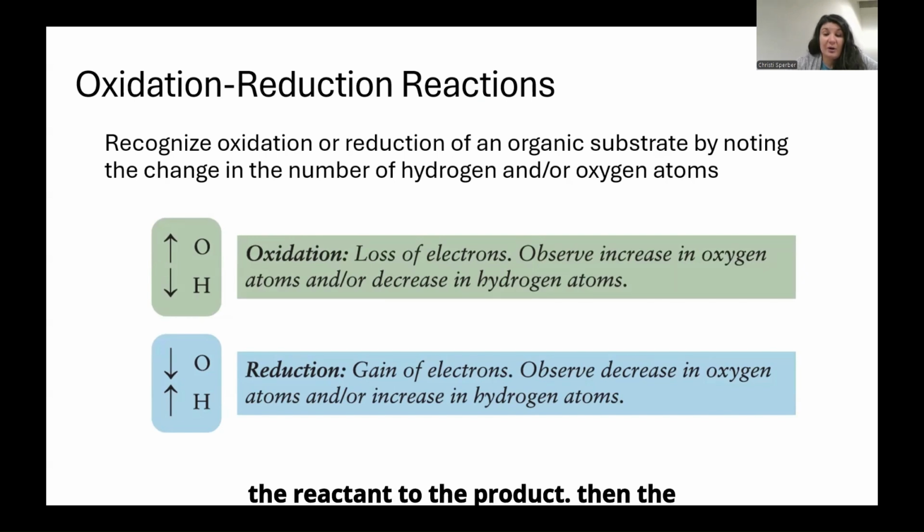If there is an increase in oxygen atoms or a decrease in hydrogen atoms from the substrate or the reactant to the product, then the reactant underwent an oxidation reaction. It lost electrons. Reduction is a gain, remember, a gain of electrons. And if the reactant either lost an oxygen or gained hydrogen atoms, then it was reduced.